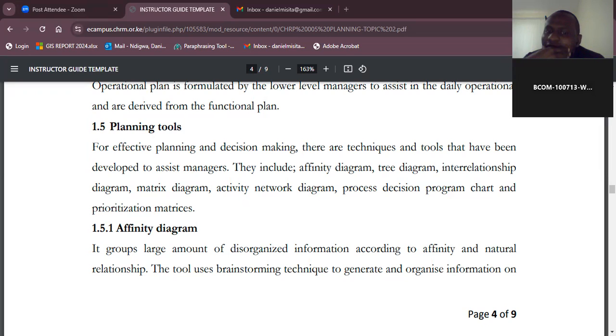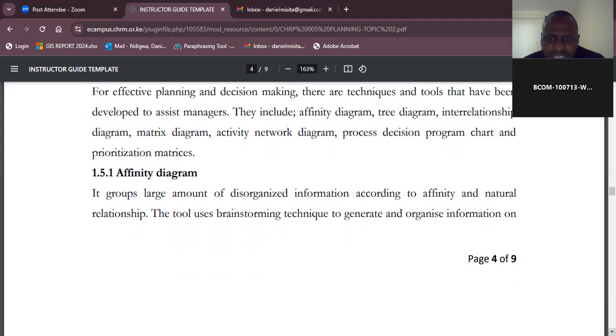Some of those tools may include, but not limited to, the following. We have the affinity diagrams, we have the tree diagrams, interrelationship diagrams, the matrix diagrams, activity network diagrams, process decision program charts, and prioritization matrices. So let us begin with the first one. The first one is affinity diagrams.